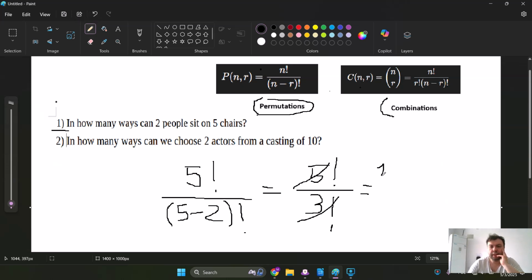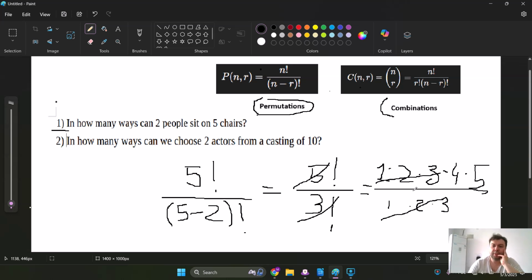So we write 5 factorial equals 1 times 2 times 3 times 4 times 5. Then we divide it by 1 times 2 times 3. And then we cancel out this, because it's the same in the denominator and numerator, and 4 times 5 is left. So remember, that's how we cancel out factorials: we leave what is left, not a factorial, but what is left from the factorial. Okay, so the answer is 20 different ways.